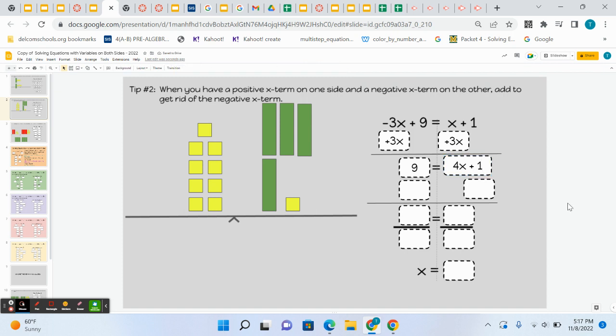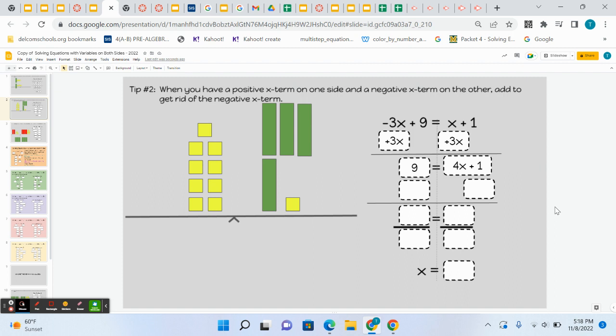Okay, but what I also wanted you to see today is, look right here, negative 3x plus positive 3x is 0x. So that goes away for that reason. You're left with 9. And look over here, we have x plus 3x. That's 1x plus 3x, which is 4x. So we're left with 4x plus 1.